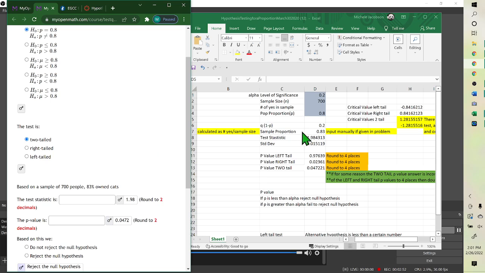Now, since we put the sample proportion here, when you go to do another problem, you'd want to reopen this.